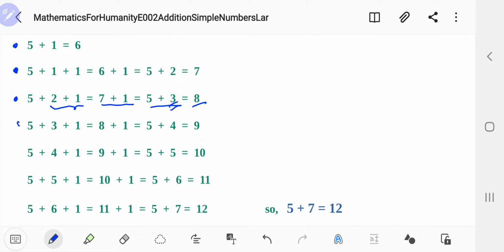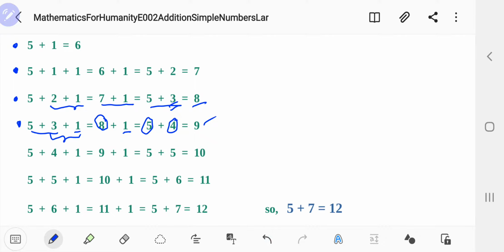Let's check the next statement. 5 plus 3 plus 1 is equal to, what is 5 plus 3? This is equal to 8, and you're adding 1 here. But also, you have 3 plus 1 here. So you can retain the 5, and then 3 plus 1 will give you 4. So 8 plus 1 is equal to 9, because if you add 1 to 8, it gives you 9. And also 5 plus 4 is 9.